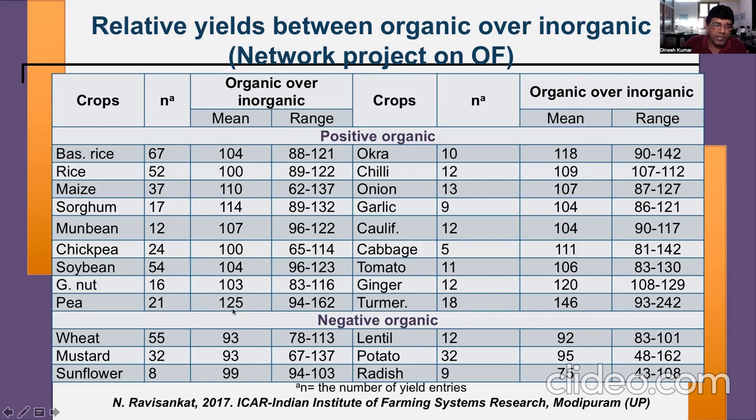Likewise, you see the winter crops, but here it is not 100. It is less than 100. In wheat, it is 93, meaning 7% less yield than conventional wheat. Mustard 93, 7% less. Now go to the other side, you see okra, 118%. Okra is grown in summer also. Chili, 109. So you see most of the crops, ginger responded much better. Here it was 120. And in turmeric, it was 146, meaning 46% higher. But again, in winter crops like lentil, potato, radish, you get lower yields.